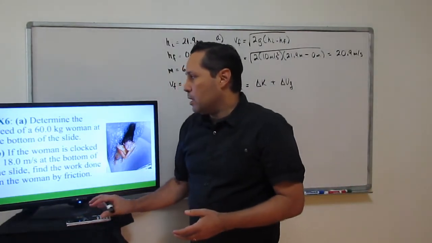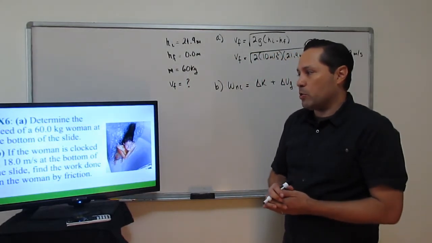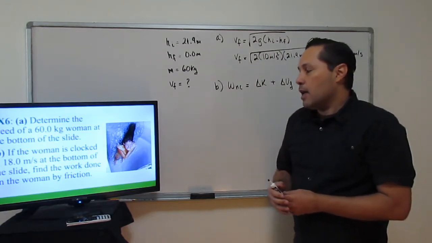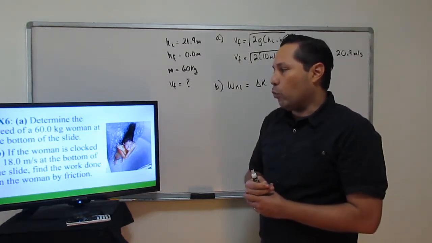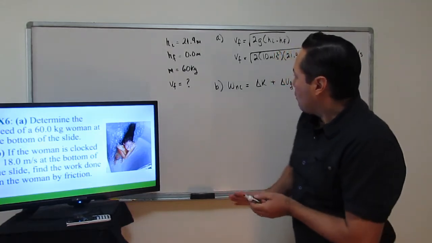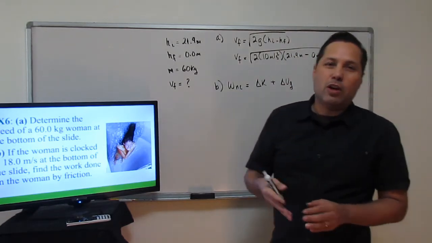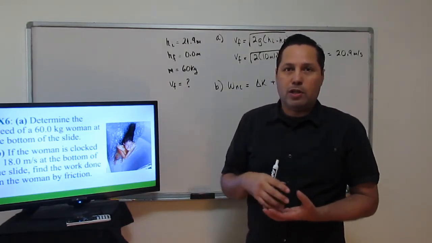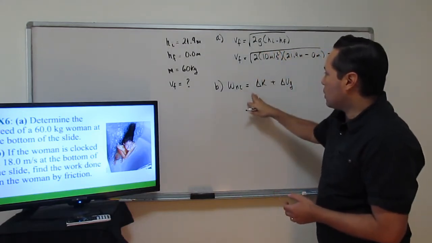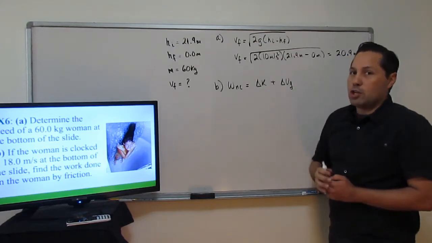In part B, they ask you the following question. If the woman is clocked at 18 meters per second, so instead of going at 20, she's clocked at 18, at the bottom of the slide, find the work done on the woman by friction. Alright, so for that one, we're going to use work, non-conservative. Yeah, you cannot conserve friction. You can't store it. You can't put it in a jar. So that's going to be the formula, which is equal to the change in kinetic energy plus the change in potential energy.